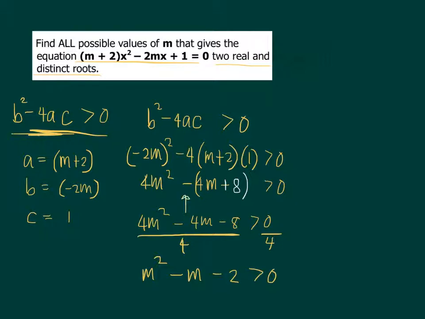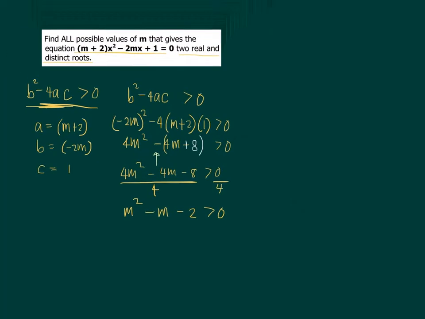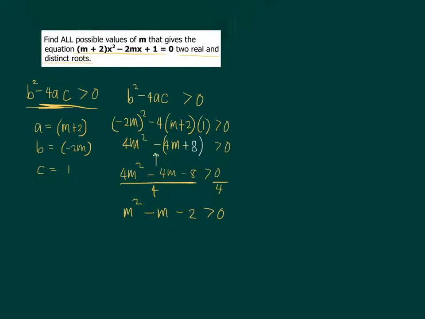So how do we move on from here? In solving the quadratic inequality, we need to factor m squared minus m minus 2. So we have two factors. For m squared, m and m. For 2, it's just 2 and 1. And then we apply the appropriate sign for each number. So we have m minus 2 times m plus 1 greater than 0, the new inequality.